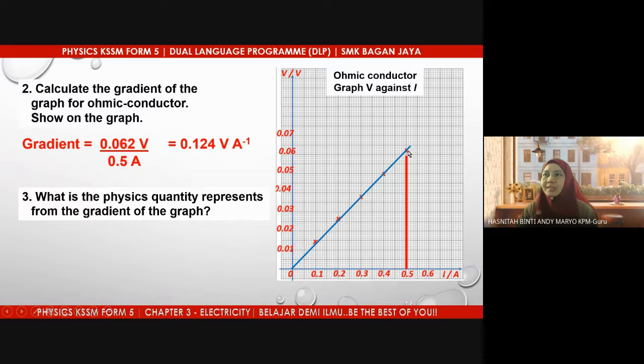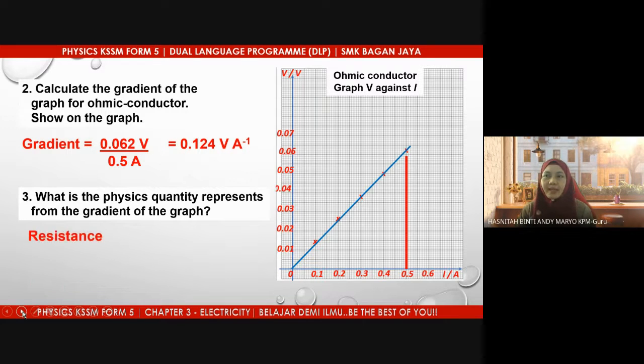0.5, 0.062 here in this point. So I find the gradient and this is the value, 0.124 volt per ampere. This is the unit, volt per ampere. Okay, so can you tell me what this value of gradient represents, students? The gradient of the VI graph for ohmic conductor represents what? This value represents what? 0.124 volt per ampere.